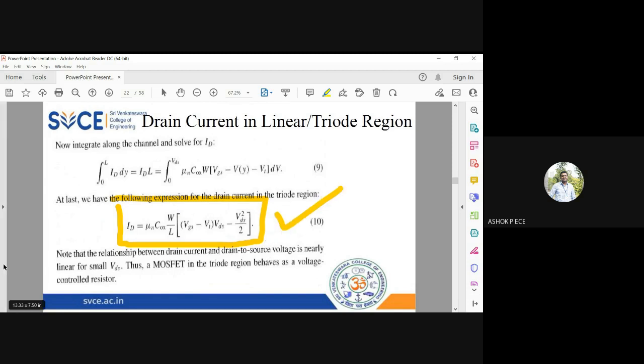You can see the relationship is nearly linear. Linear in the sense you can see ID is proportional to VDS. When the VDS is very, very small, VDS square will be even smaller, so I can neglect this term. I can write ID proportional to VDS. So the output is proportional to input. So I can call this the linear region, or it is called the triode region.